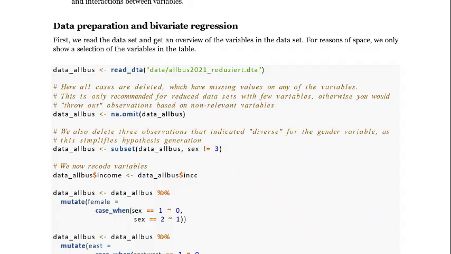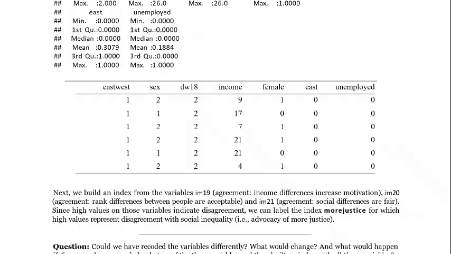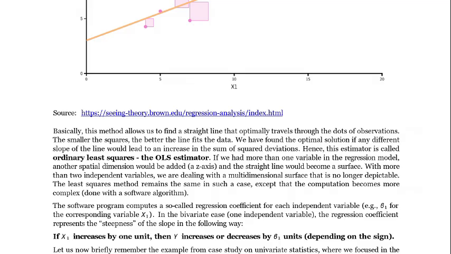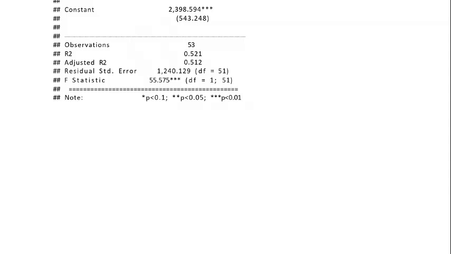Let's start with bivariate regression, just one independent variable. Our model asks, does a higher income mean you are less likely to support social justice? The output tells us a few things. The regression coefficient is minus 0.018, and it's statistically significant. So we can say for every 1 unit increase in income category, support for justice decreases by 0.018 scale points on average. The R-squared is low at 0.016, meaning this one variable only explains 1.6% of the variation in justice attitudes.